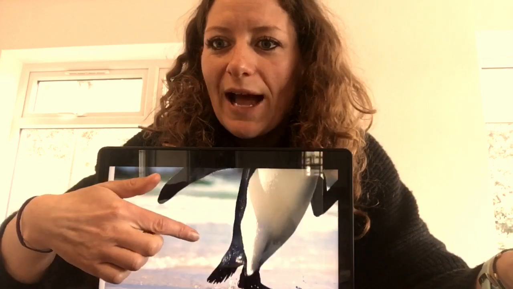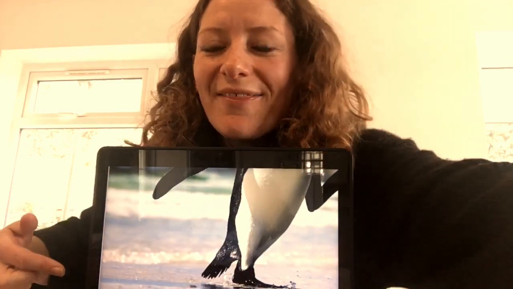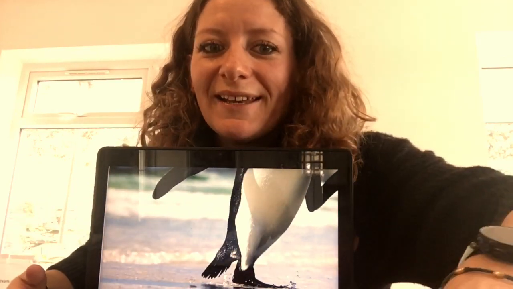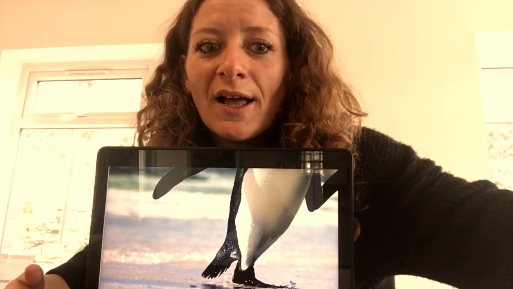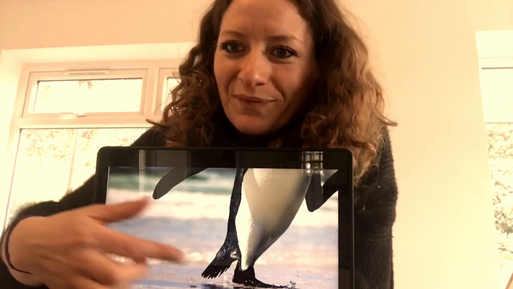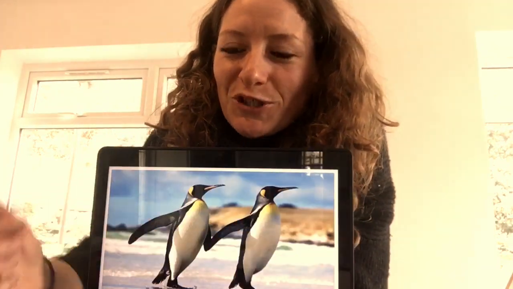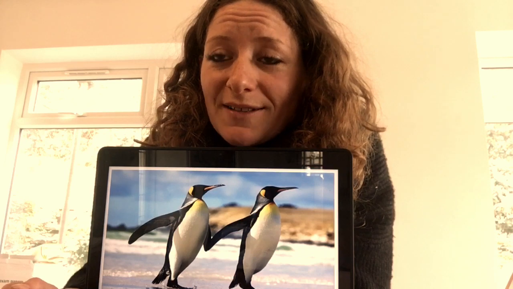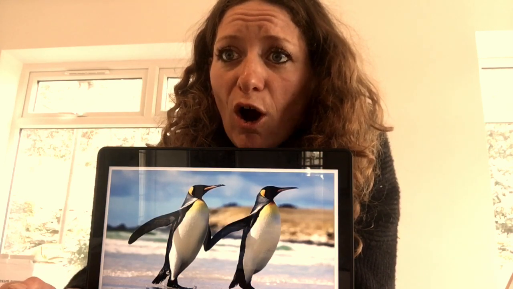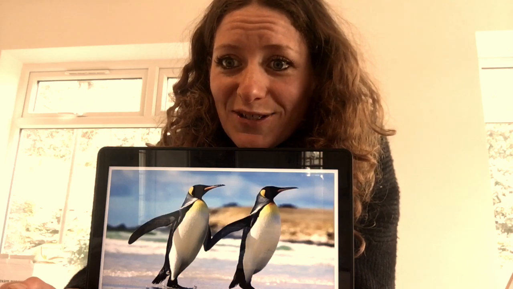Now, these penguins, you won't be able to see it on this drawing, but basically down here, they have an extra flap of skin. And that extra flap of skin is called a brood pouch. Now, the brood pouch is where the daddy penguin will put the baby penguin once it's been born to help it stay warm during those really, really, really cold temperatures that you get in Antarctica.